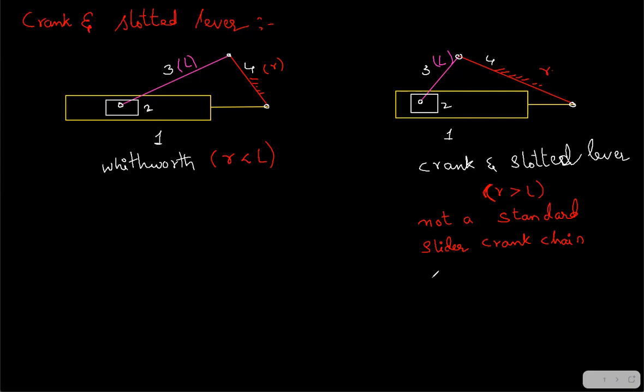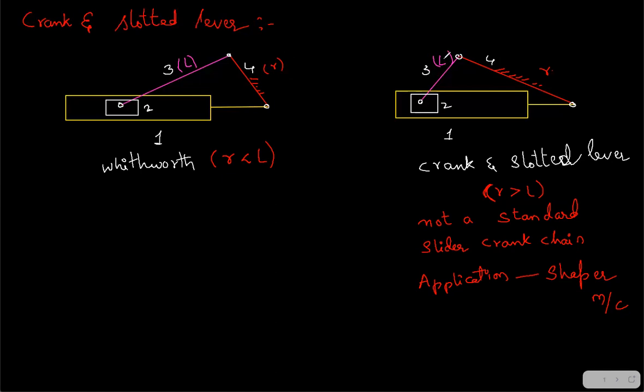So the application of crank and slotted lever is in our machine tools lab. We have the shaper machine, right, where quick return motion is used. And the similarity is always that the shortest link can rotate for 360 degrees, right? So even here, the shortest link can rotate for 360 degrees.